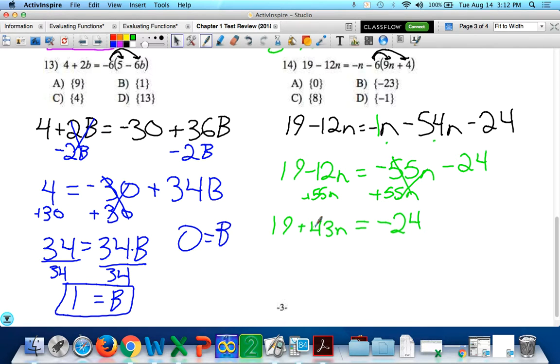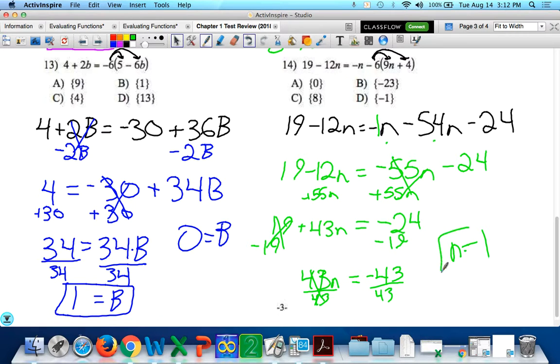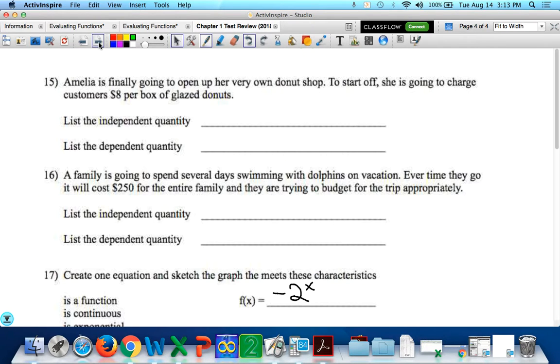We got all our n's on the left side, so we need all our regular numbers on the right. Subtract 19, subtract 19. We get that 43n equals negative 43. Divide by 43, divide by 43. And we see that n equals negative 1. Okay? That was the solving equations portion of the exam.